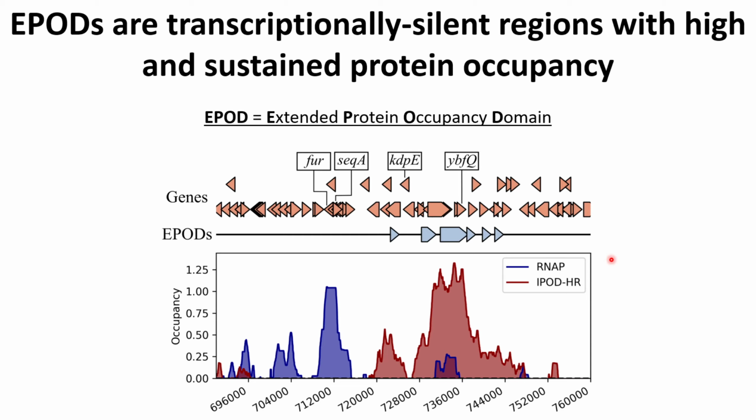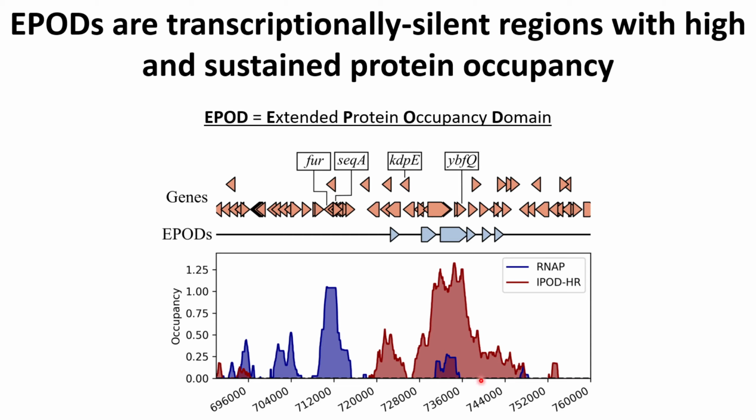Interestingly, when you take a global view of protein bound DNA, you start to see these long regions of the bacterial genome that are packed with nucleoid associated proteins and transcription factors. This curious feature of bacterial genomes, which has been compared to eukaryotic heterochromatin, is referred to as extended protein occupancy domains, or EPODs. More specifically, we define EPODs here as genomic regions a kilobase or longer that have very high and sustained protein occupancy. And typically, EPODs silence the genes that they cover.